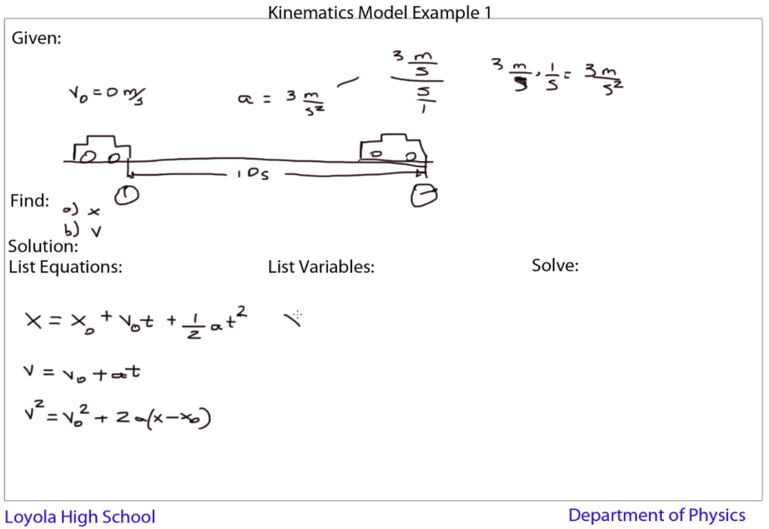Then I list the variables, and I list them in this order: initial displacement, final displacement, initial velocity, final velocity, my acceleration rate, and time. Be very careful and always write these in this order because it gives you a standard way to solve the problem. So this is what we do.